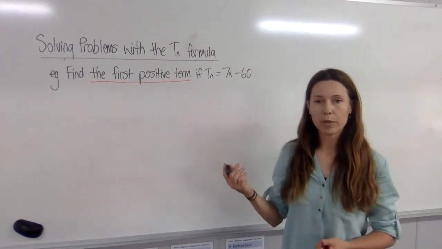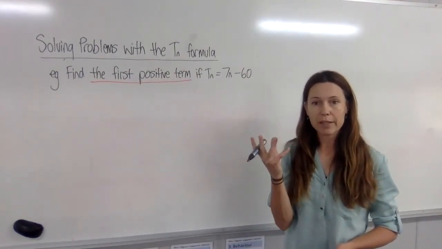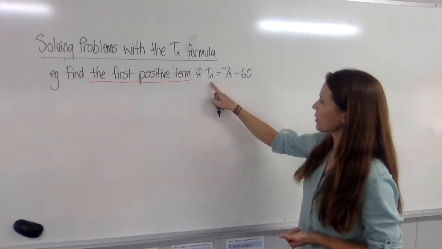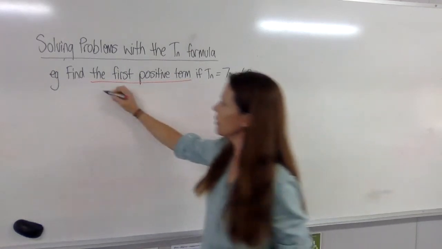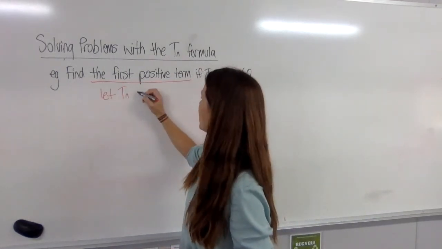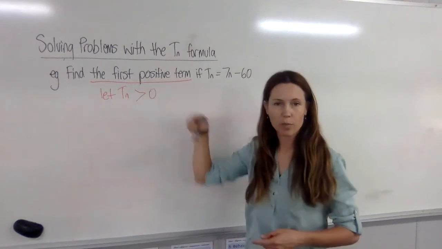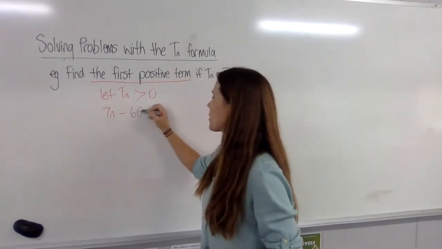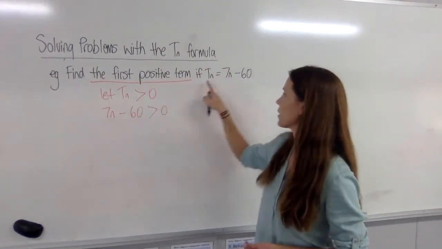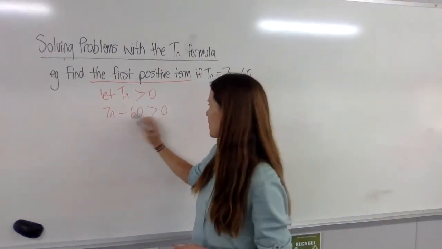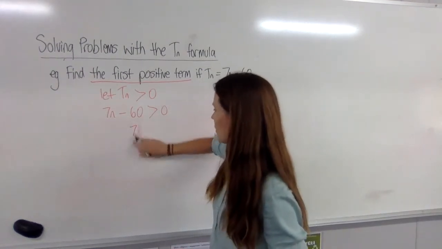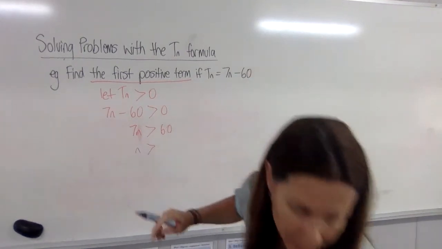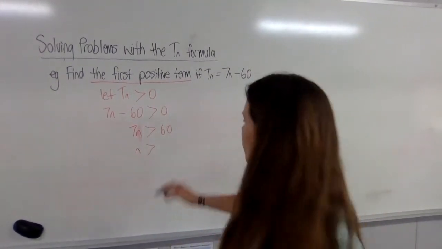So we've got two jobs. We need to find its n-value, or what term it is, and then we need to find out what the actual term will be. So, same method as the last example, we want to let Tn be greater than 0, because we're looking for the first positive one. So we want it to be bigger than 0. So let's let 7n minus 60 be greater than 0, because that's what the nth term is. Let's add 60 to both sides. Whoops, 7n is greater than 60. So n is going to be greater than 8 4/7.